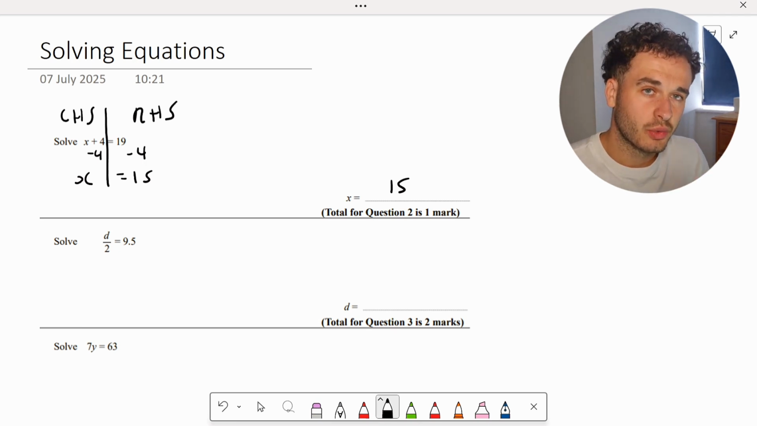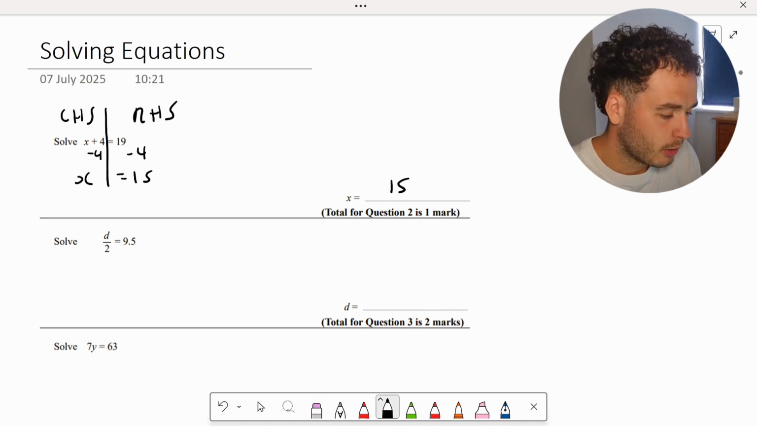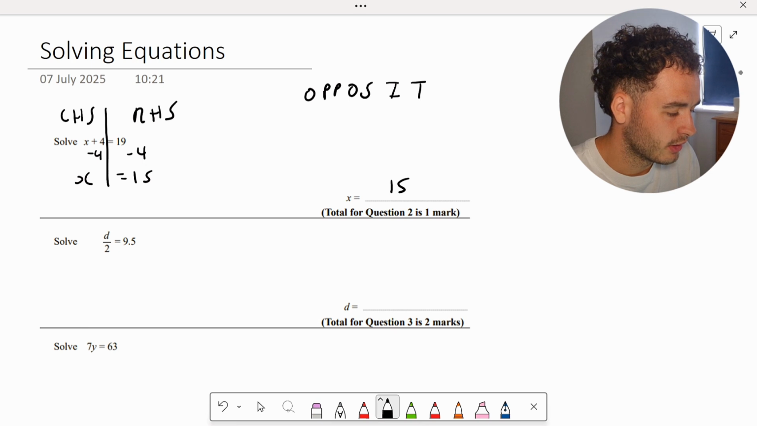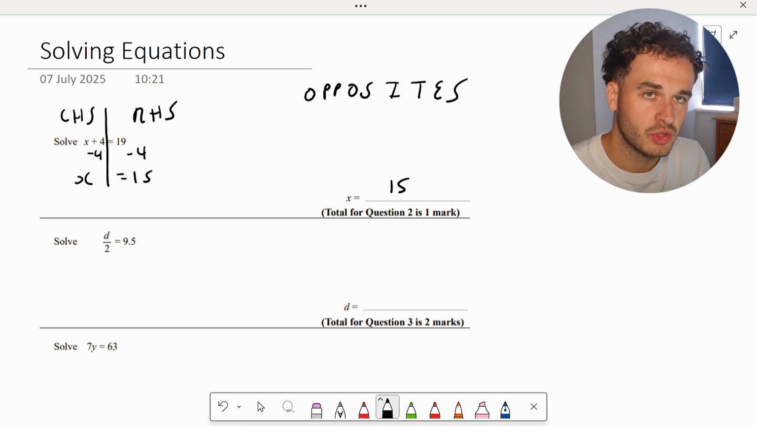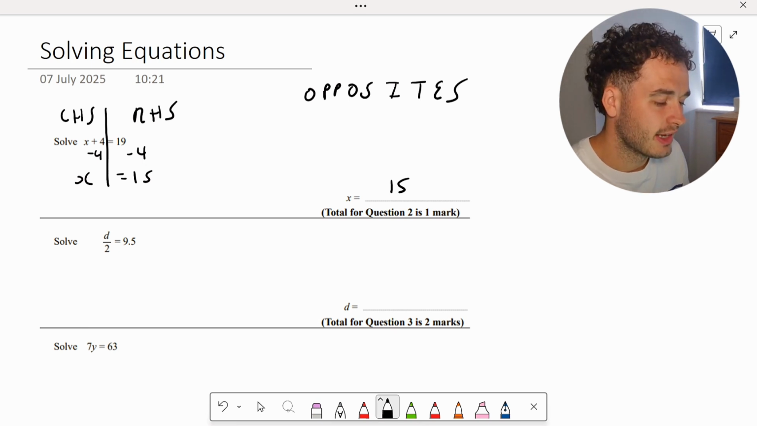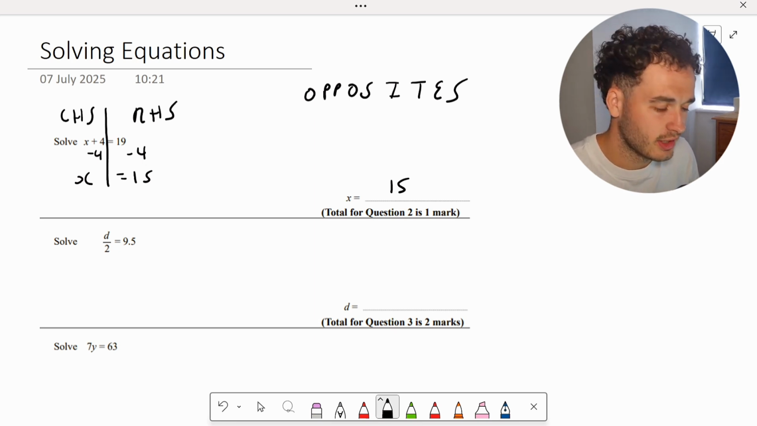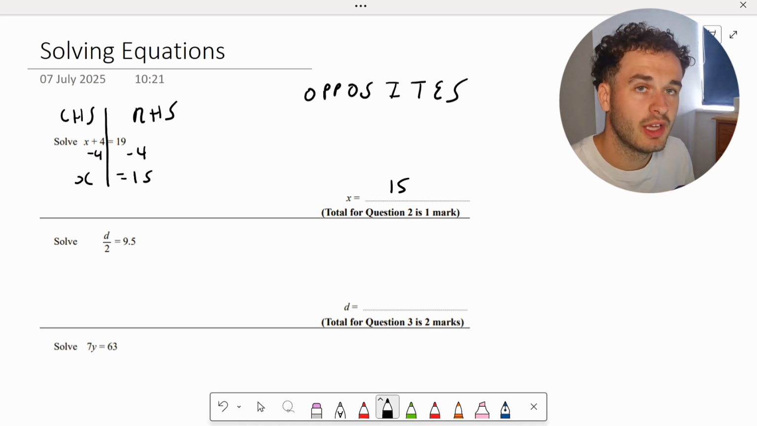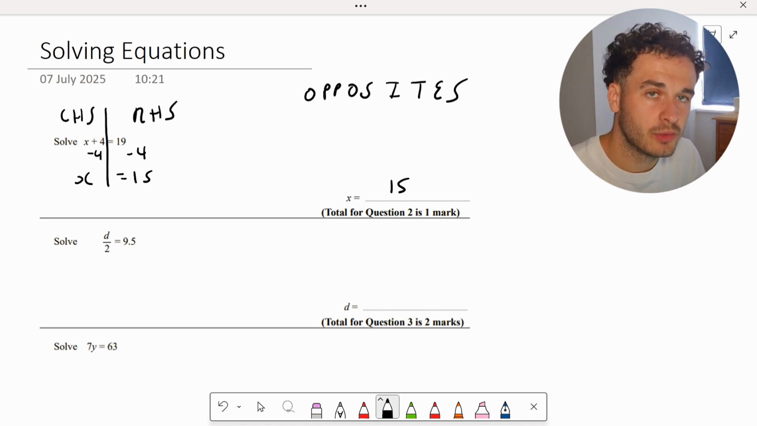But the second golden rule that we've done subconsciously here is the opposites rule. Whenever you're solving equations or rearranging equations, which we're going to do in a future video, you need to understand opposites. You need to always be thinking, well, what's the opposite of what it's telling us to do? In this case, it was x plus 4. The opposite of adding 4 is subtracting 4.